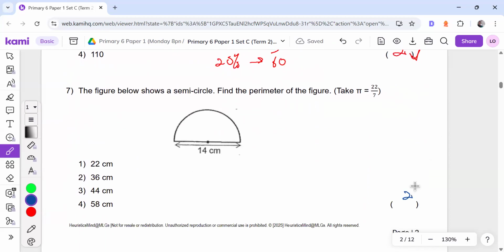This is quite easy. Find the perimeter of the figure. If you get it wrong again, it's because you didn't add the straight line. Perimeter means you will have to find the circumference, then later add the straight line. So half times formula. Half times pi d.